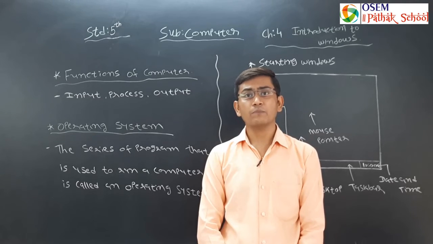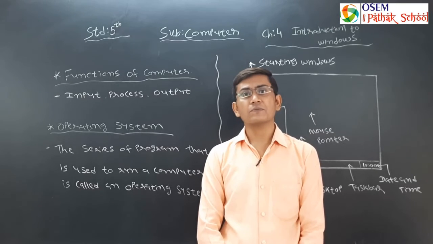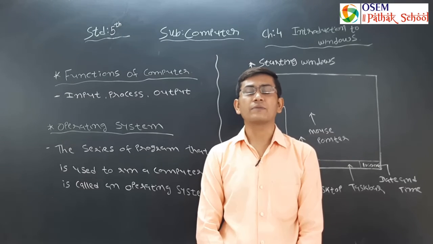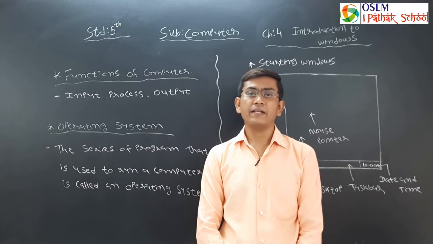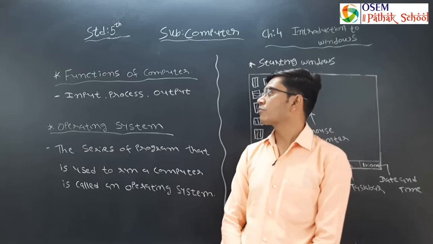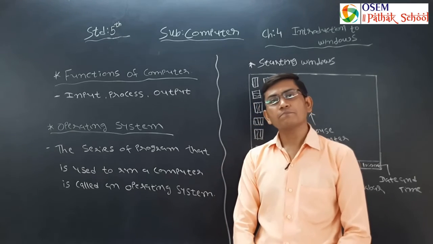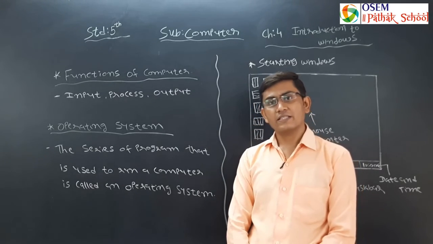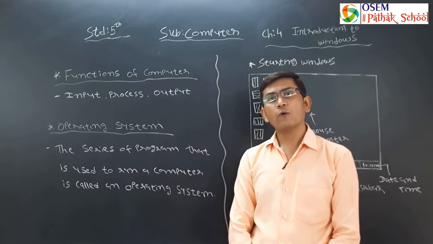What is hardware? All the parts that you can see and touch is called hardware, and instructions needed by computer to do all the work is known as software. So operating system is also a part of system software.